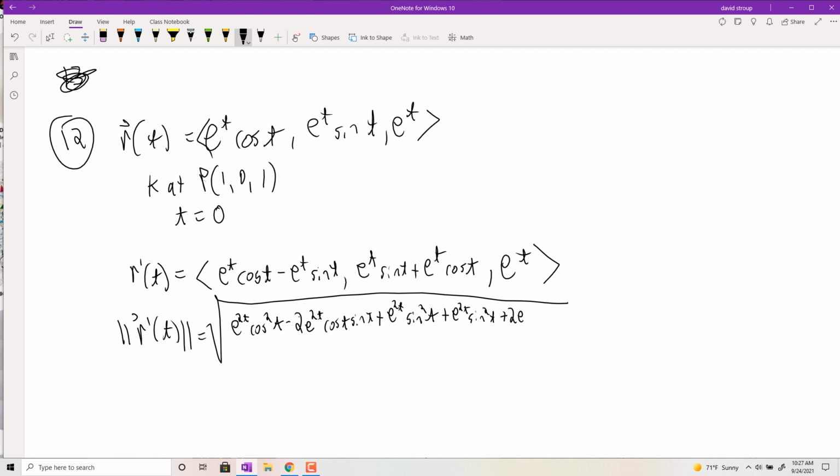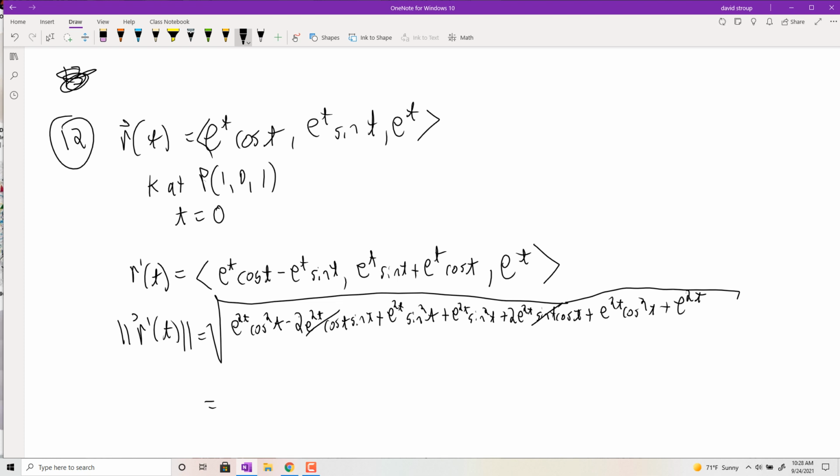plus 2e to the 2t sine t cosine t plus e to the 2t cosine squared t plus e to the 2t, just squaring the z component there, and that's it, right? Because we don't have anything in the denominator. So what is this thing? These guys cancel.